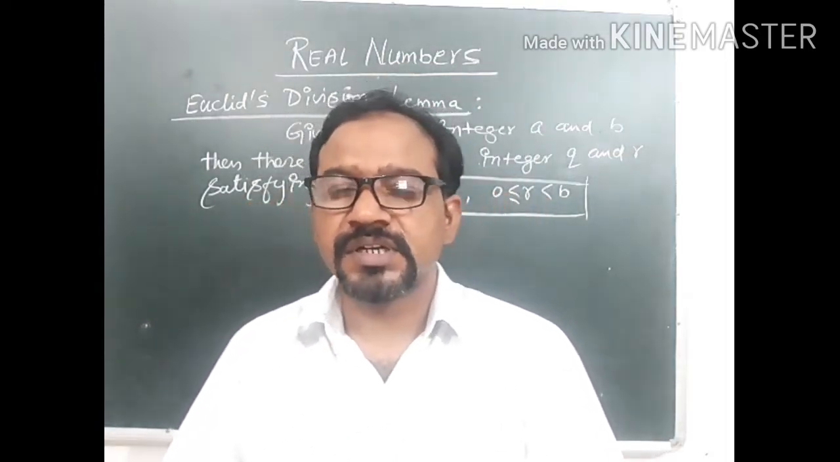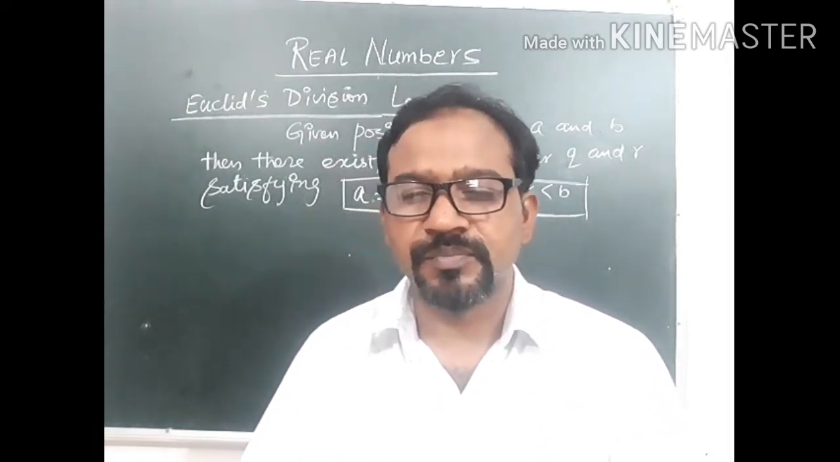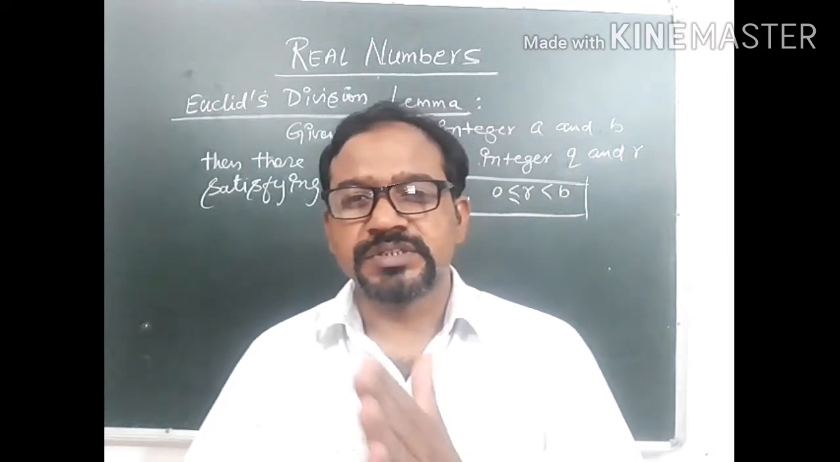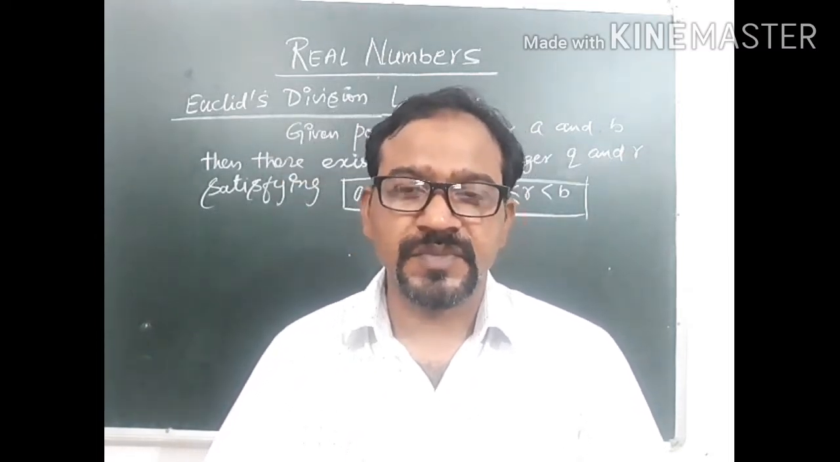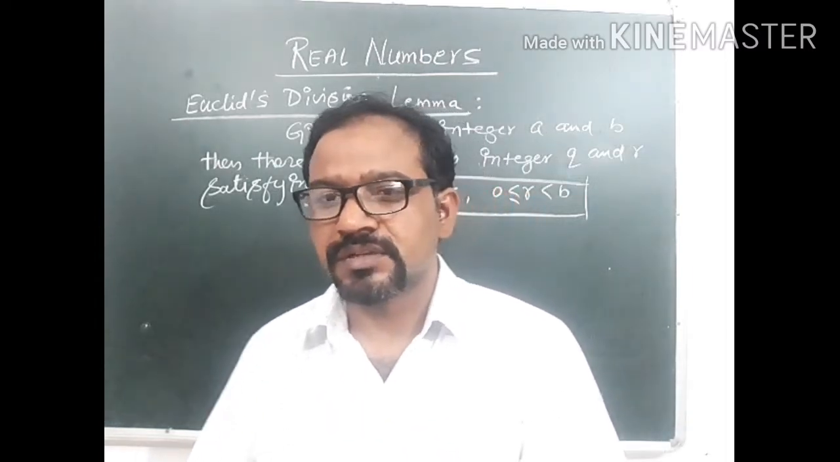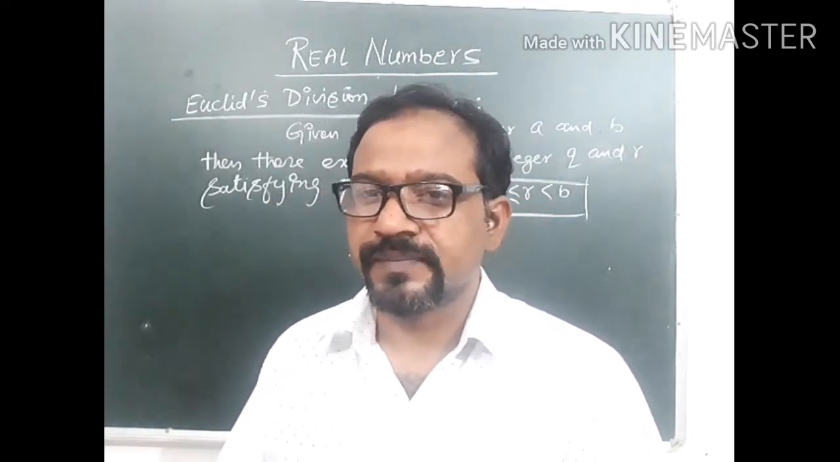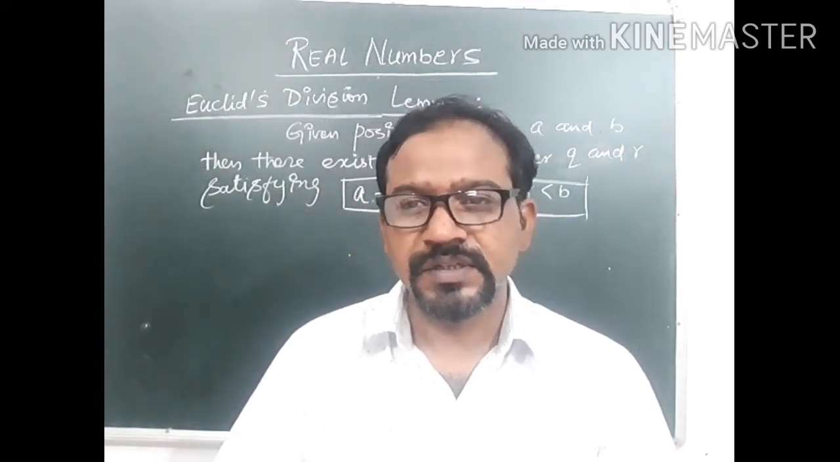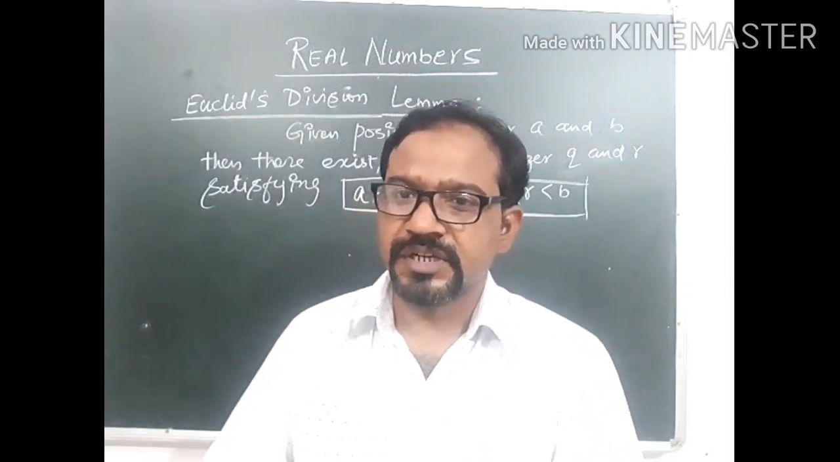Next, a rational number is a number which can be represented in the form p upon q, where q is not equal to 0 and p and q are integers. An irrational number is a number which cannot be represented in the form p upon q, for example root 2, root 3, root 5 and so on. So this is our recapitulation. It means we have already read about this.